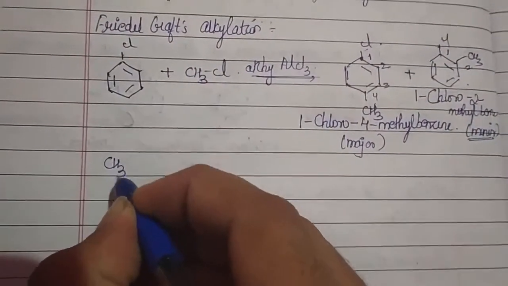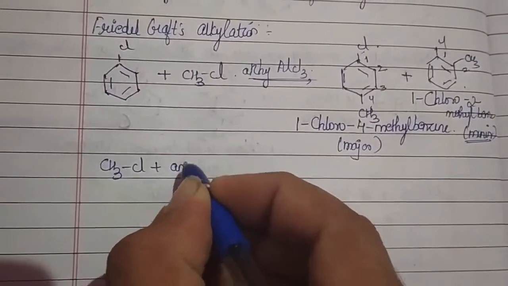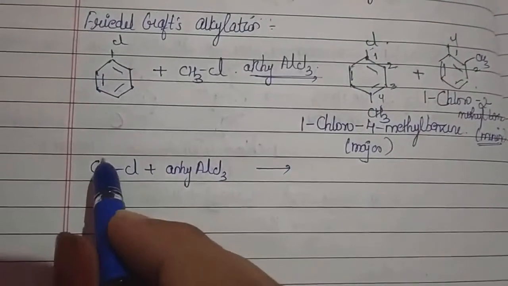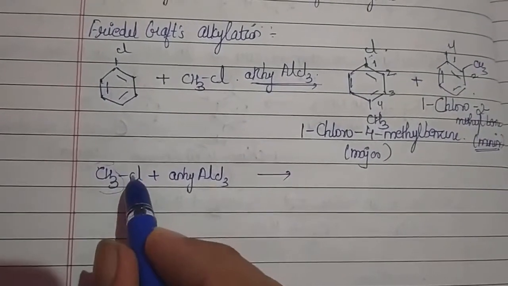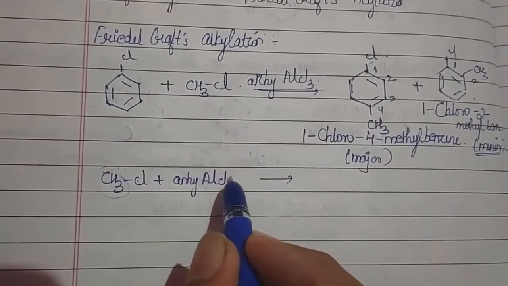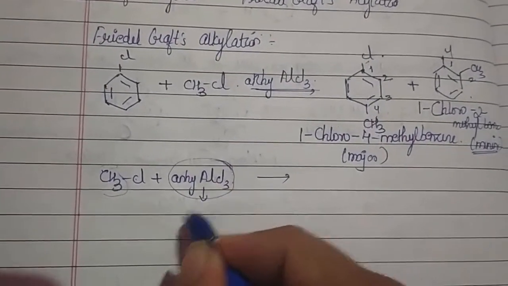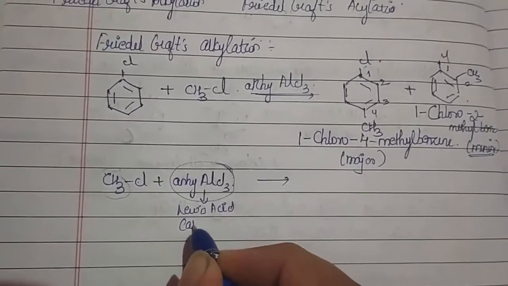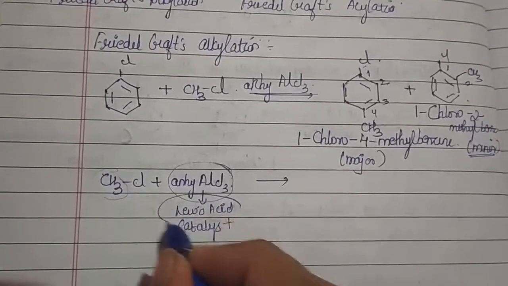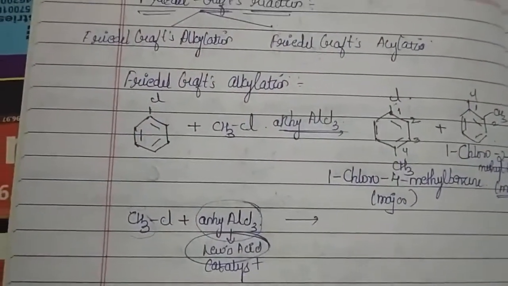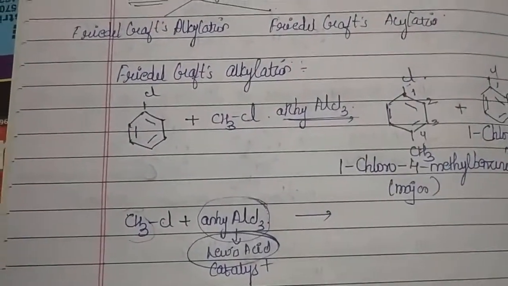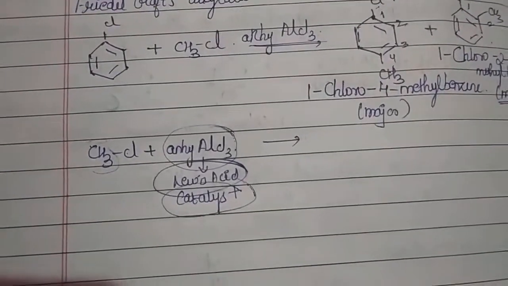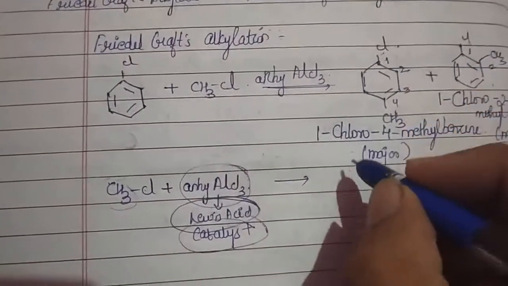So CH3Cl, when it is treated with anhydrous AlCl3, what will it do? CH3 will get a plus charge, and the Cl will be taken by AlCl3. Why? Because anhydrous AlCl3 is a Lewis acid and also it acts as a catalyst. A Lewis acid is going to attract the electrons towards itself. And a catalyst has to be regenerated back at the end of the reaction. So what will be happening over here?